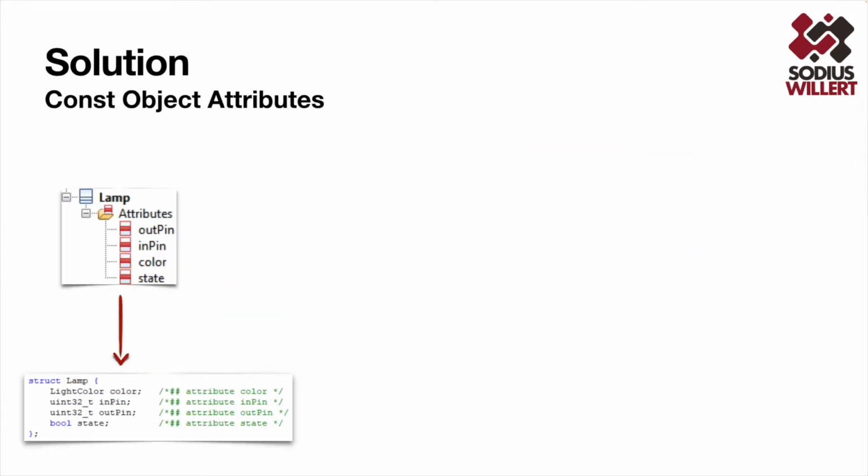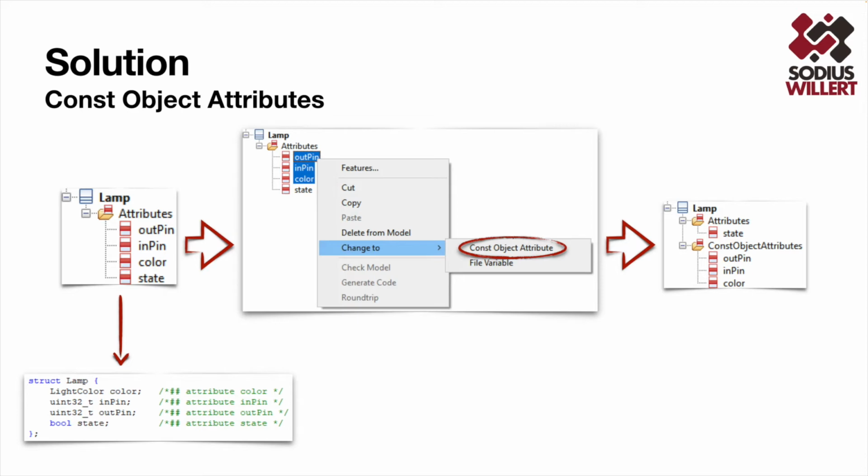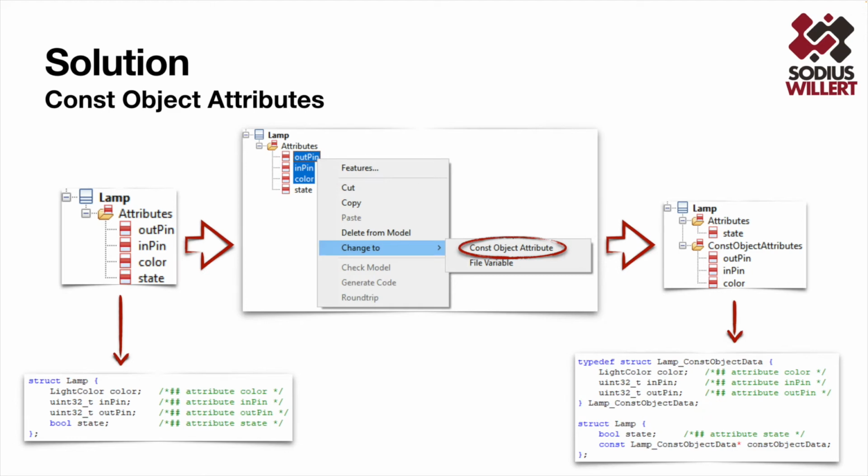In order to be able to store the constant data of the class lamp now in the ROM, these must be pulled out from the class structure. This is done by applying the const object attribute stereotype to the constant attributes of the class, or by right-clicking on an attribute with the change to const object attribute. The result of the code generation now looks like this. The constant attributes have now been swapped out into their own structure, and a pointer to this structure has been added to the actual class structure. How this pointer and the structure with constant attributes can be initialized for an object of the class lamp will be shown in the next section.